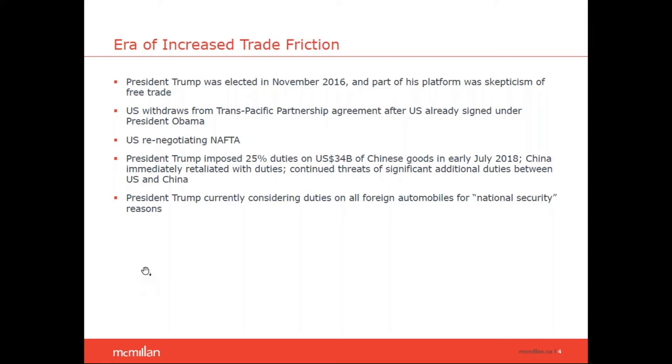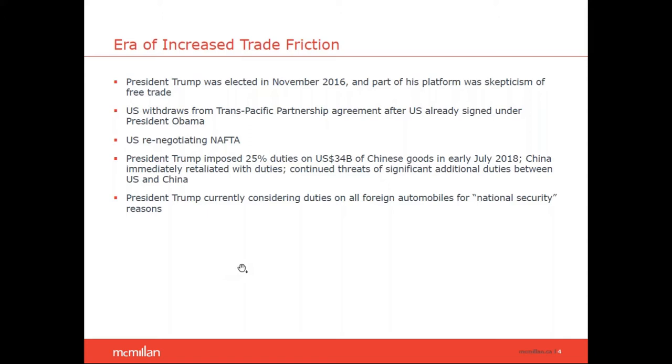So shortly after President Trump was inaugurated, he withdrew from the Trans-Pacific Partnership Trade Agreement, even though the U.S. had already signed it under President Obama. So the TPP, the Trans-Pacific Partnership Agreement, had as parties Japan, Canada, Mexico, a number of Southeast Asian countries. So it's a little exceptional for a country to sign an agreement and then, I think it was probably about 12 months later, just withdraw from the agreement. But that's what President Trump did.